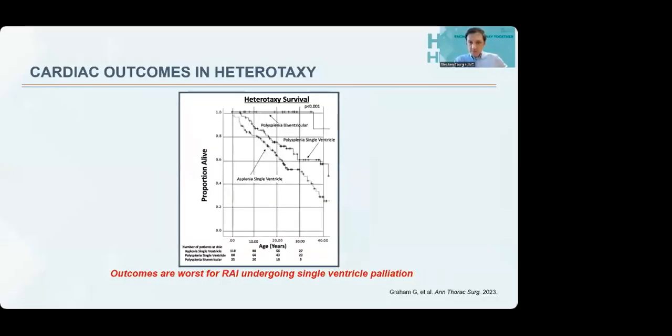As a follow-up study, the Mayo group looked at their own institutional data and divided their cohort into polysplenia versus asplenia and single versus biventricular repair. And they found that polysplenia patients with biventricular physiology had the best survival, and that asplenia with single ventricle physiology had the worst survival. Polysplenia with single ventricle heart disease was somewhere in between. And in this particular cohort, there were insufficient numbers of patients with asplenia undergoing biventricular repair to model that curve.